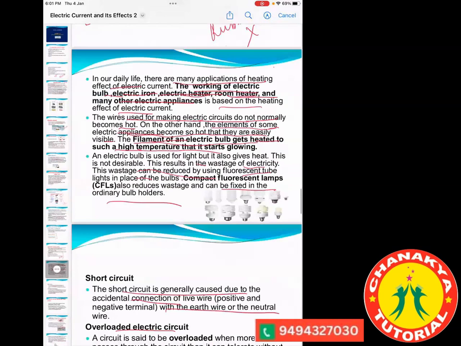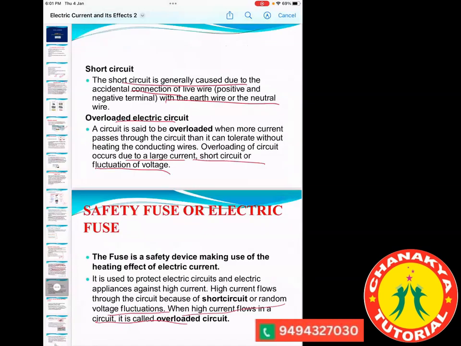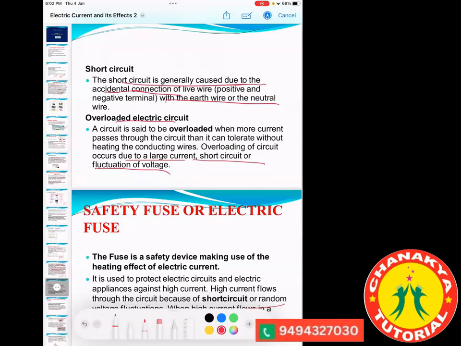Then the short circuit, you might have heard it so many times, because of the change in the power of the electric current, this short circuit happens. So the short circuit is generally caused due to accidental connection of live wire with the earth wire. So when the live wire and the earth wire both are accidentally joined together, this problem will occur.